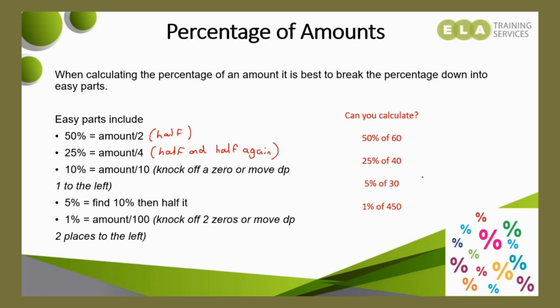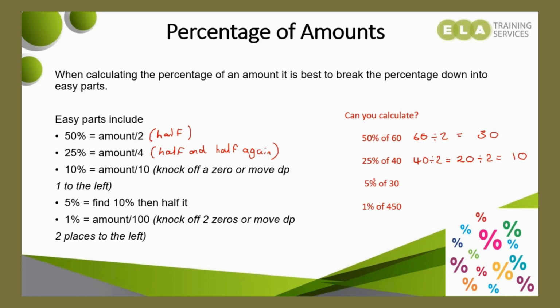So we're going to see if we can calculate, using our little notes on the left-hand side, 50% of 60. So 50% says we should do the amount divided by 2. So we're going to go 60 divided by 2, which gives us 30, or half of 60. 25% of 40, we're now being told to do the amount divided by 4, or half and half again. So we're going to do half of 40, which is 20, and then half of 20 is 10.